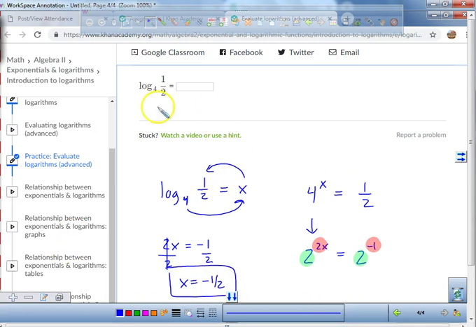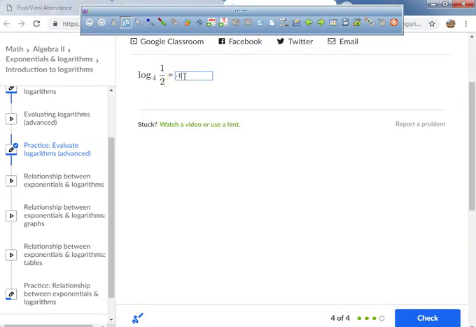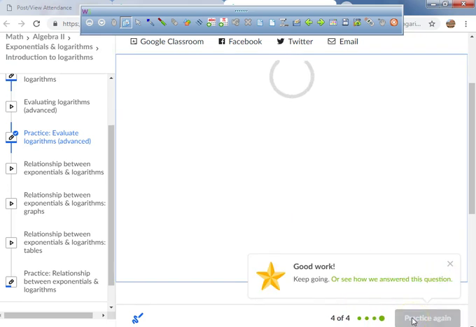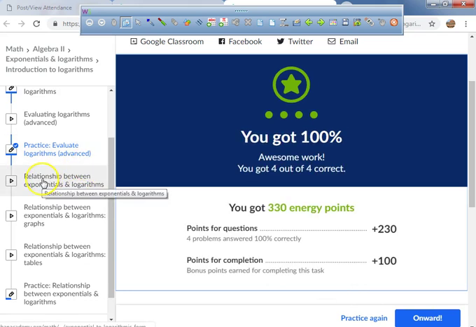All right, so here we go. What number am I going to type in? Negative 1 divided by 2. Yay! Woohoo! Got 100%. All right, here we go. Next one.